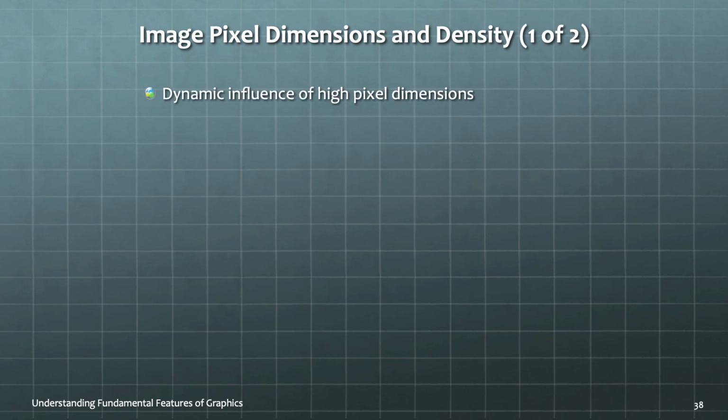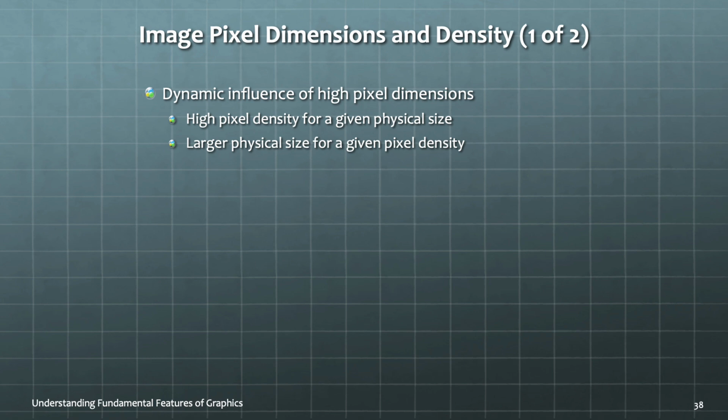Pixel dimensions have a dynamic influence on an image's pixel density and physical size. It's vitally important to make sure your original image, captured from a scanner or camera, has high pixel dimensions, especially if you intend to enlarge it. Higher pixel dimensions means a higher image pixel density if the physical size is held constant. The higher the number of pixels within the same amount of physical space, the higher the pixel density must be.